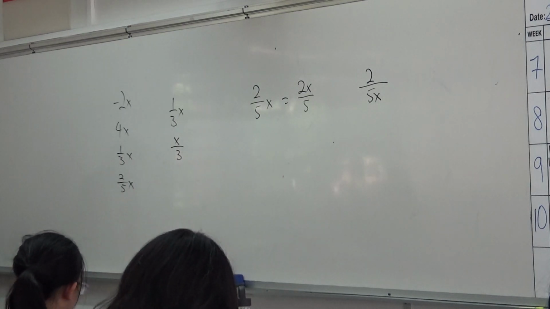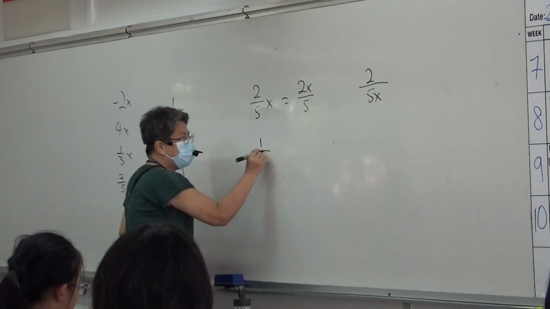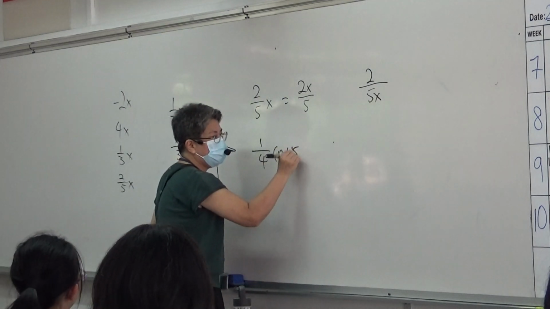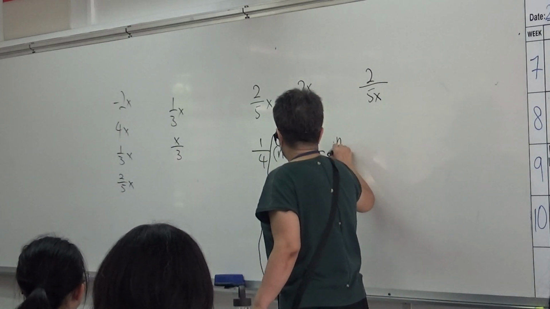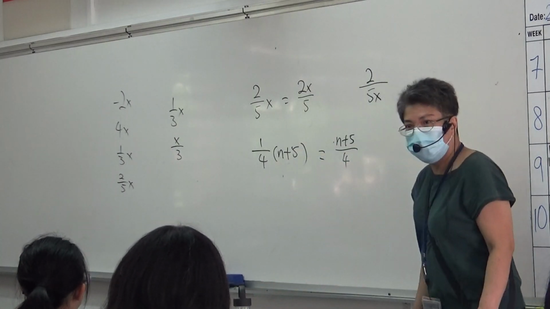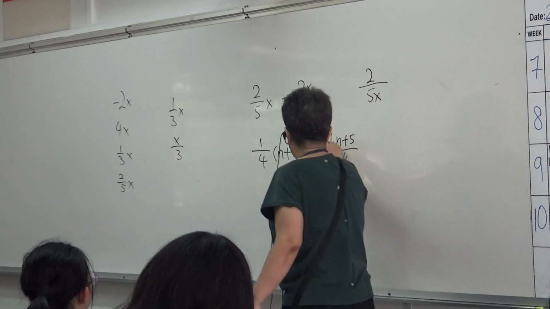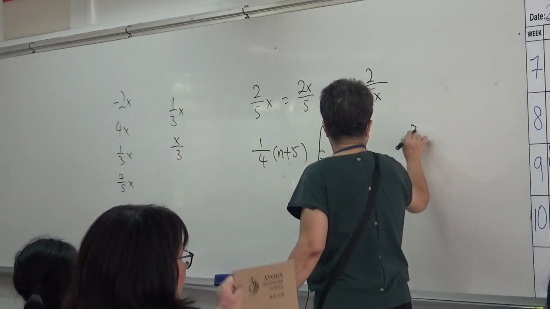Okay, there is another situation. Let's say I have 1/4 n + 5. This means n + 5/4. Can you see? Because it's actually 1 of this. Can you see?